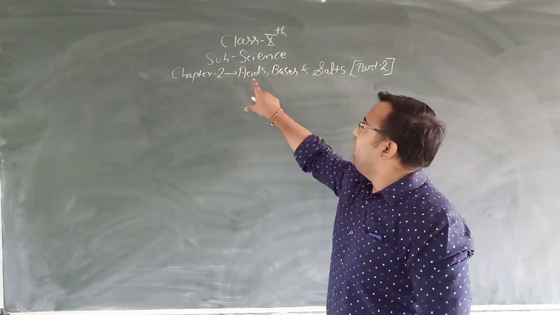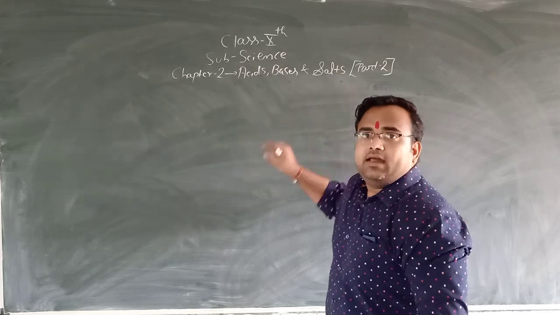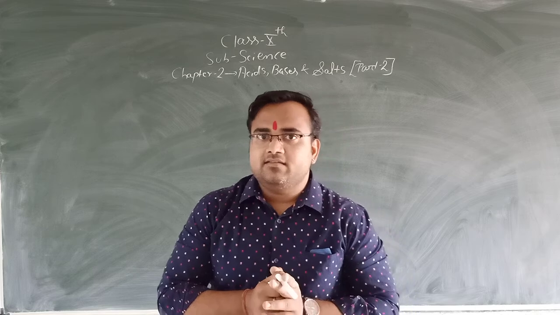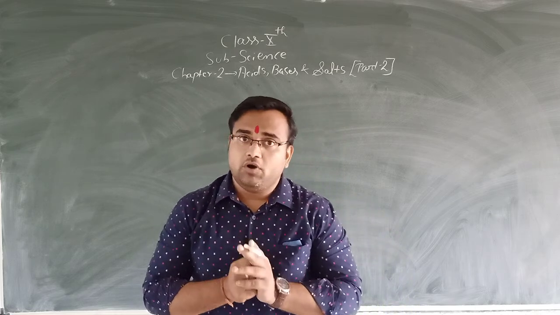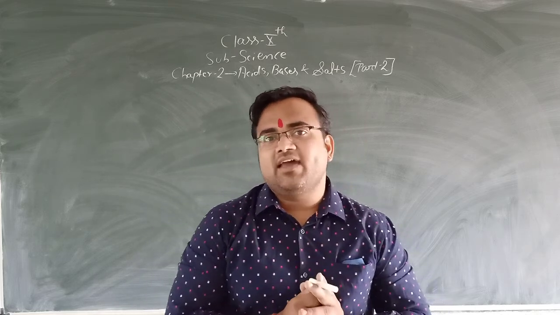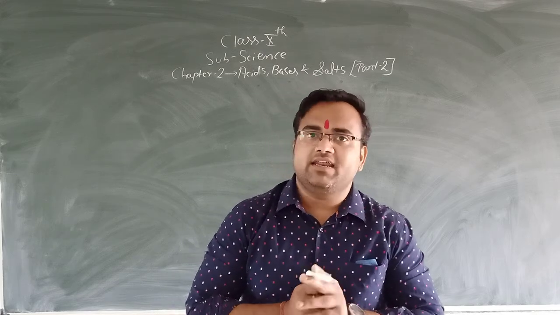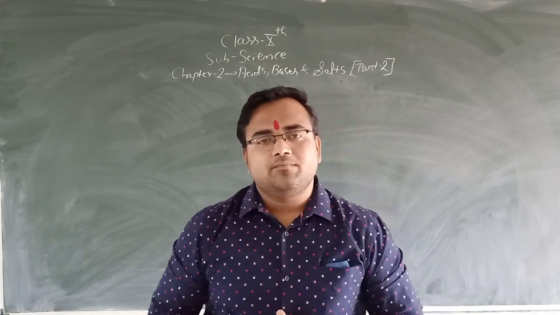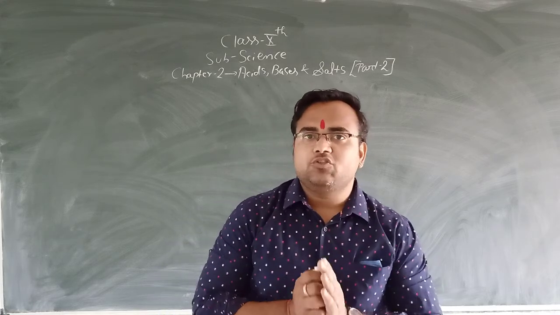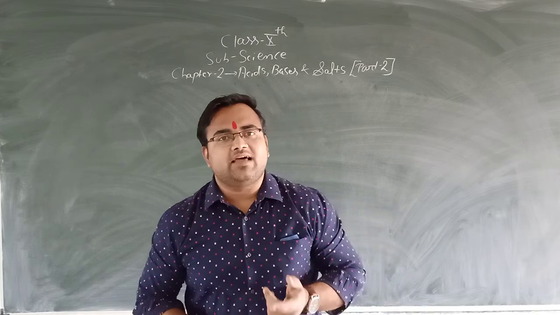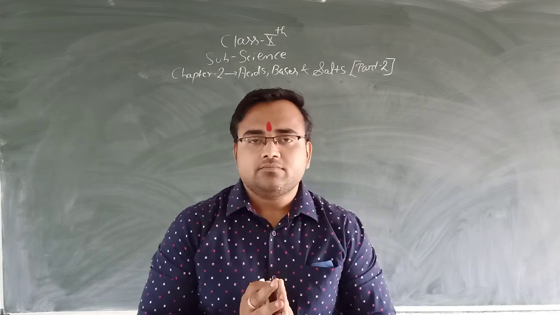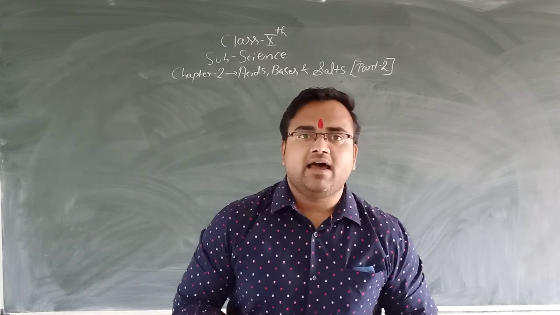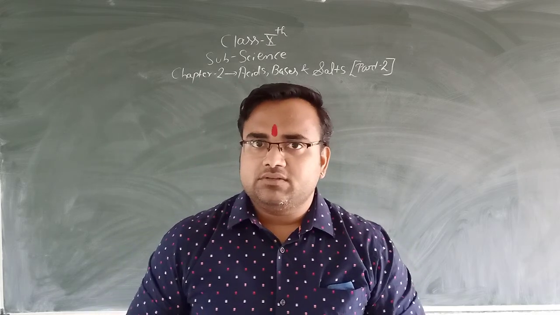In chapter 2, Acids, Bases and Salts, in part 1 till now we have discussed what acids and bases are. We have already discussed the theories of acids and bases according to Arrhenius. Now we'll take a quick revision of acids and bases. According to Arrhenius, acids are those substances which release H+ ions in their aqueous solution, and bases are those substances which release OH- ions in their aqueous solutions.